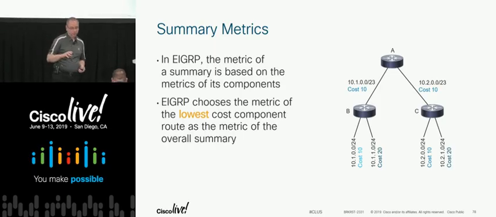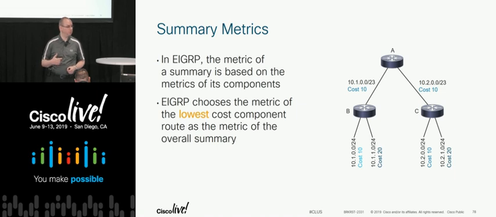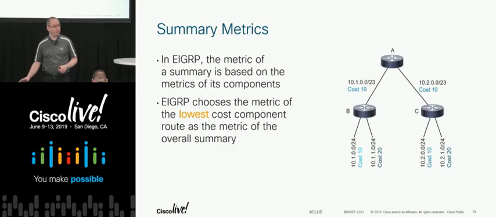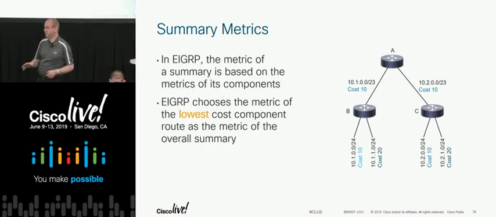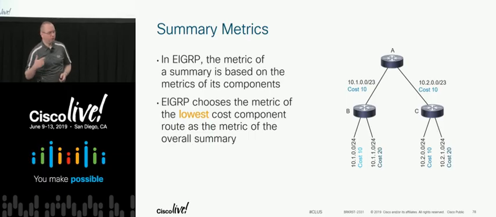Now, what EIGRP does when it summarizes the networks is that it has to assign a metric to the summary route as well. For the summary route, we take the cheapest component and copy its metrics into the summary route itself. So the summary is as cheap as the cheapest component hidden under it. We do this also for RIP, for OSPF, and for IS-IS. Well, actually, for IS-IS, we don't.